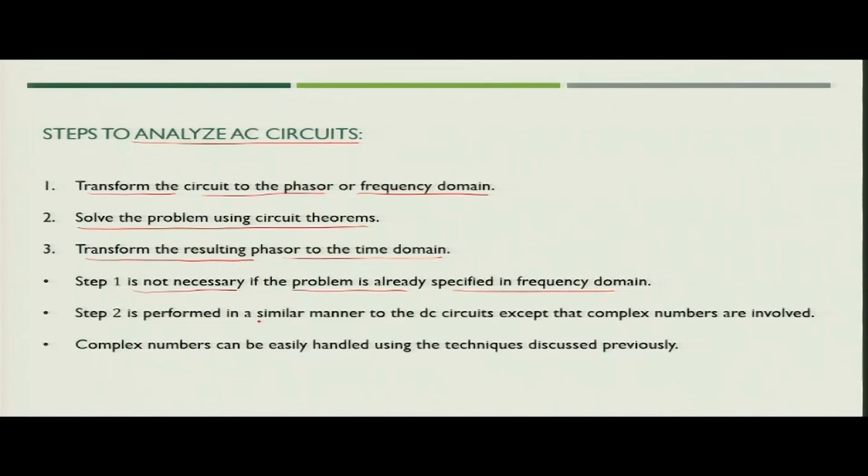The second step is performed in a similar manner to what we did in case of DC circuits. The only change is that here, instead of the real numbers what we used in case of DC circuit, here we will use complex numbers for AC circuit analysis. Now, the complex numbers we can easily handle, because we have already discussed how to deal with the complex numbers when we were discussing about the phasors and other fundamental theorems of the circuit analysis.